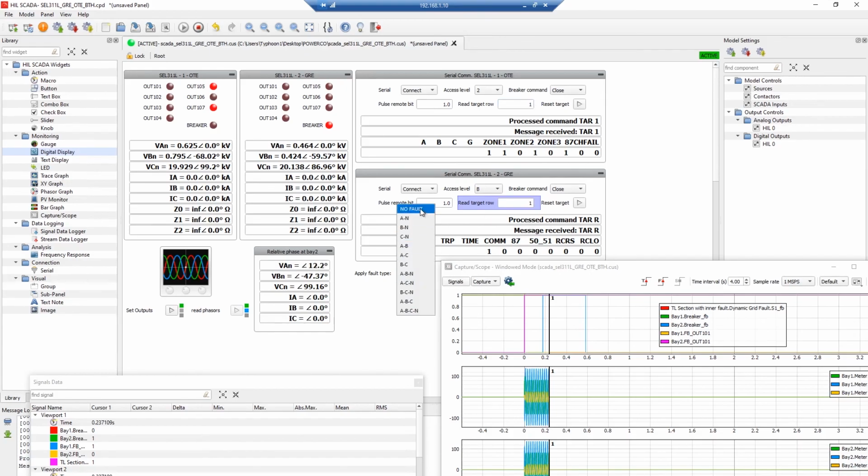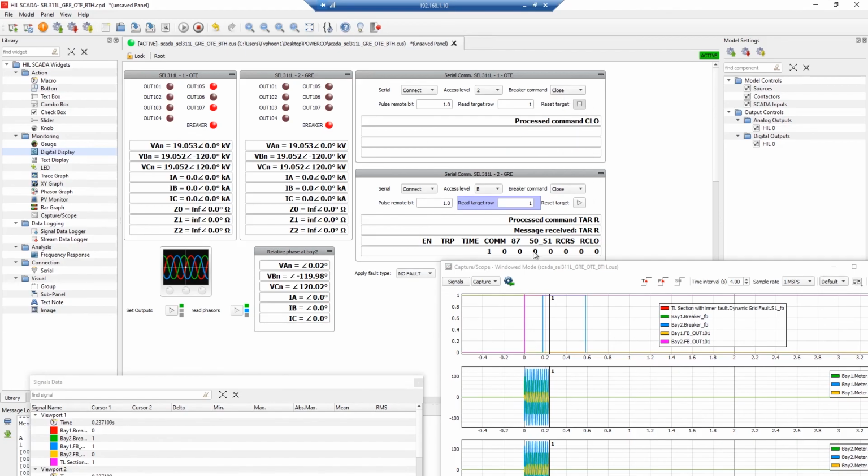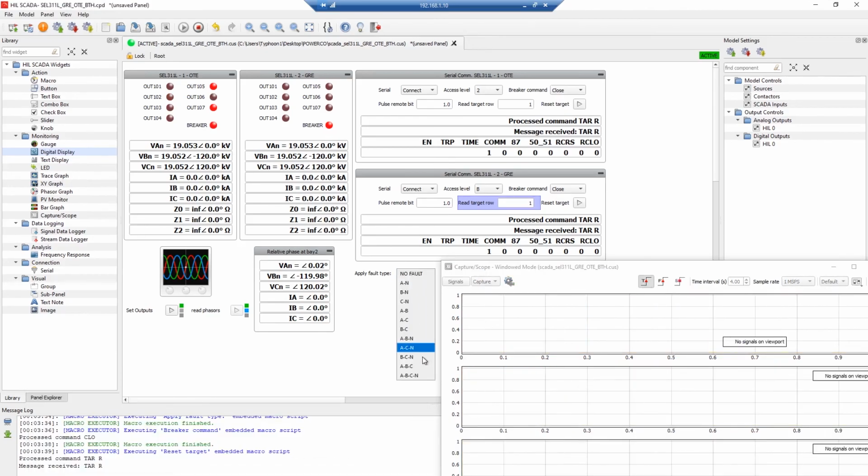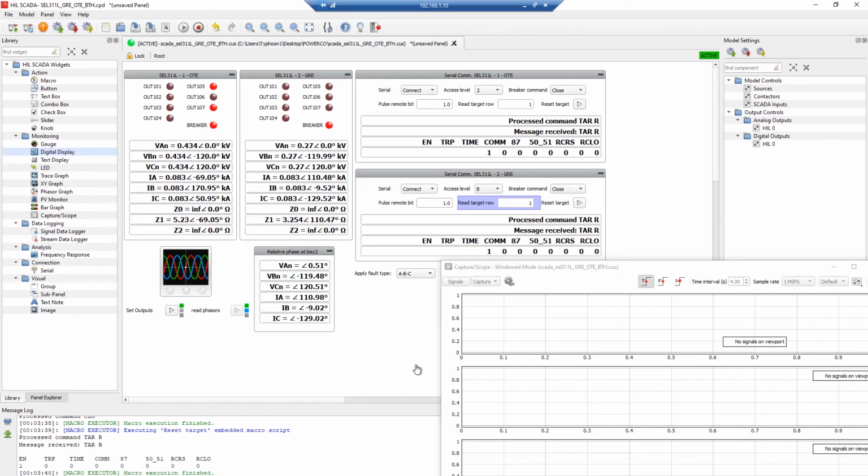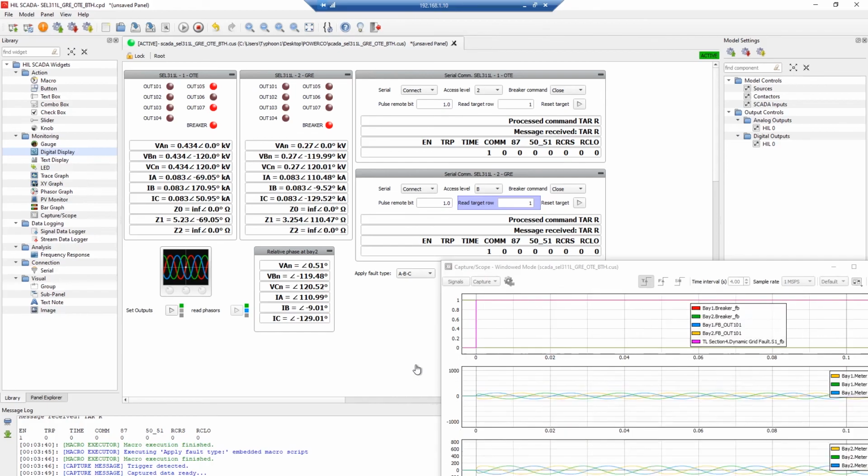Okay, let's clear the fault, close this breaker, reset the target, and set the trigger and cause our last short circuit. And once more, for this 3-phase fault, none of the relays actually saw that fault, so they didn't operate.